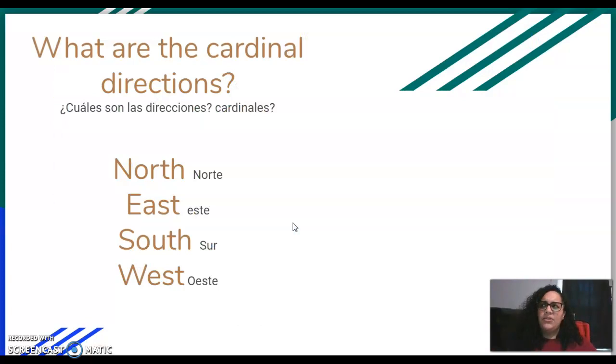So, like I was talking about earlier, what are cardinal directions? Cardinal directions are north, east, south, and west. We've talked about those before. I'm pretty sure you've heard them.